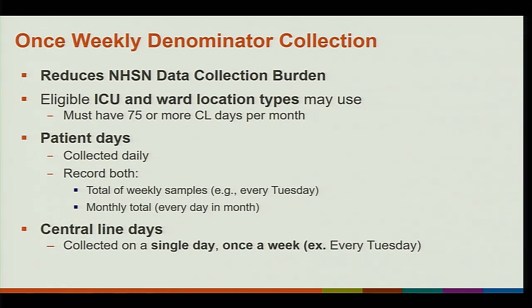Once weekly denominator collection reduces the NHSN data collection burden and is eligible in ICUs and ward location types, but you must have 75 or more central line days per month. For your patient days, collect the information daily and record both the total of weekly samples. So for example, if you collect this information every Tuesday, and your monthly total, which is your total for every day in the month. The central line days are collected on a single day, once a week, and again, we use the example of every Tuesday.